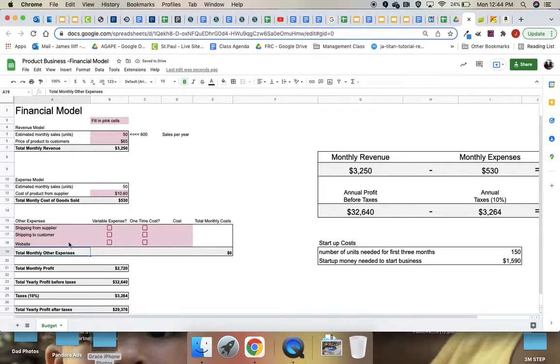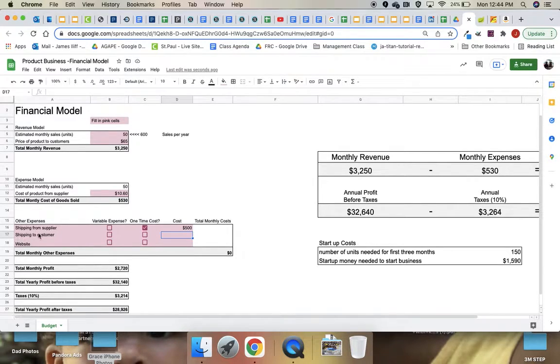Now, when you're looking at these other expenses, there's a couple choices you need to make. One, is this a variable expense? In other words, is this expense going to occur for every single unit, or is it going to be a one-time cost or something like that? So the shipping from supplier, that's not a variable expense. That's going to be a one-time cost. And let's say that that's $500 to ship it from China, because we have to order 500. Let's assume it's $500 to get that all over here. And it's a one-time cost.